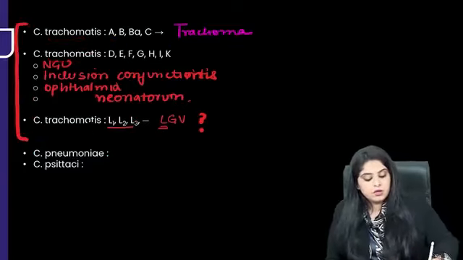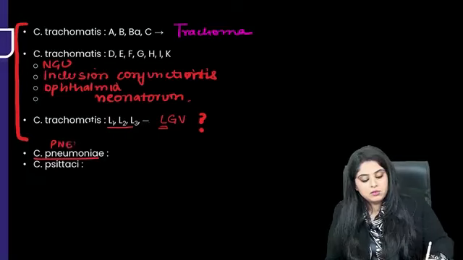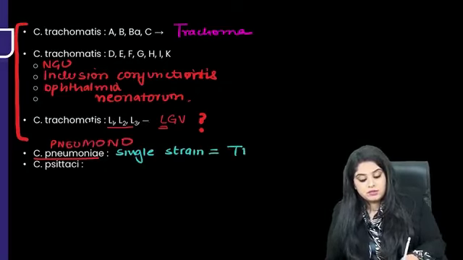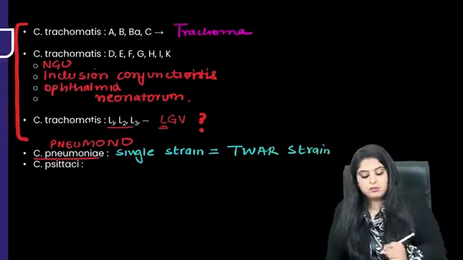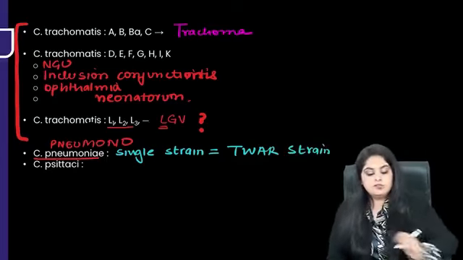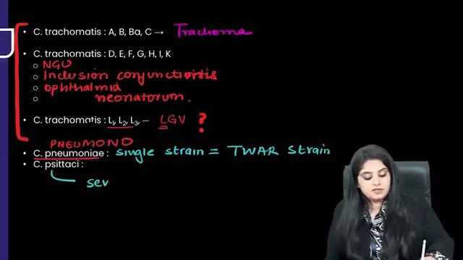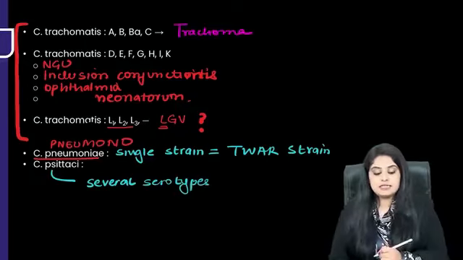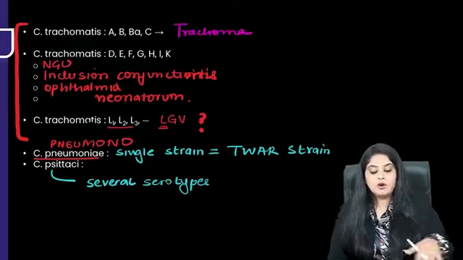But we also have something causing pneumonia, Chlamydia pneumoniae. Always remember pneumoniae as pneumono, because how many strains does it have? It has a single strain, and that single strain was from Taiwan. That is known as the TWAR strain. It caused pneumonia in Taiwan. Pneumoniae has a single strain, whereas psittaci has several strains. It has several serotypes available, and that is Chlamydia psittaci. So that is going to take care of all of your things.